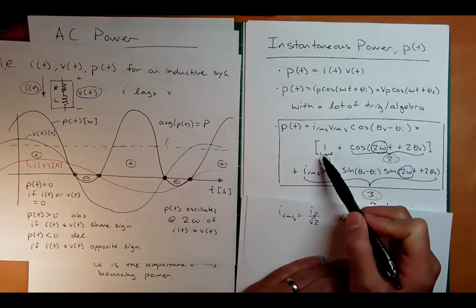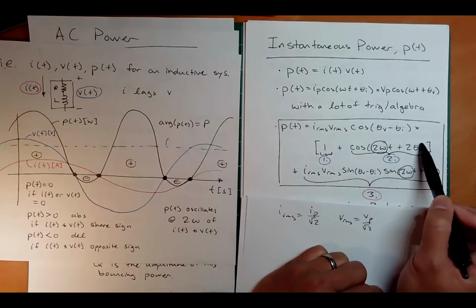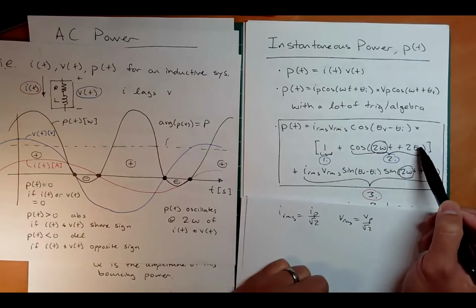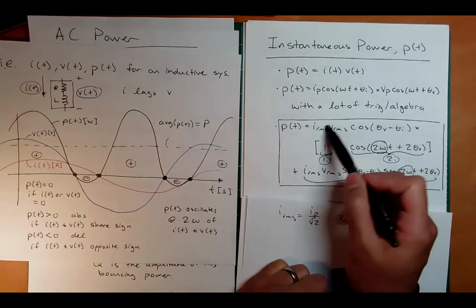All right, and then what do we have? The number 1. That's not bad. And then what over here? Cosine of 2 omega t plus 2 theta V. We know what a cosine looks like, and that's just a phase shift. Not so bad. We'll even parse out what this looks like.